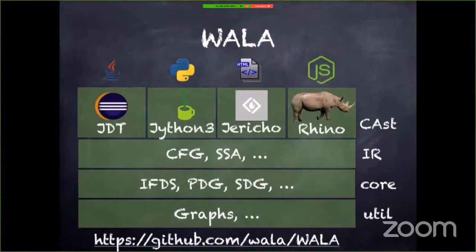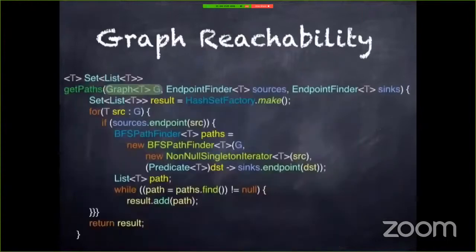Once we have a traditional IR, the core with IFDS, program dependence graph, system dependence graph, call graphs, and more, can operate on all of those languages together, and it's all supported by a rich set of utilities, including a graph. In particular, we are going to use graph reachability to do taint analysis. We start with a graph there. That's Wala's graph idiom, called G.